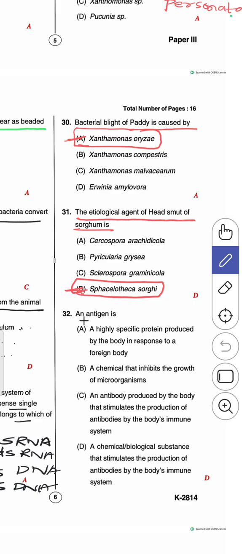Then 32, the antigen is. Antigen is a foreign organism or a disease causing organism which can stimulate the production of antibodies. So for this one, D is the right one. It is a chemical or biological substance that stimulates the production of antibodies by the body's immune system. So D is the right answer for this question.